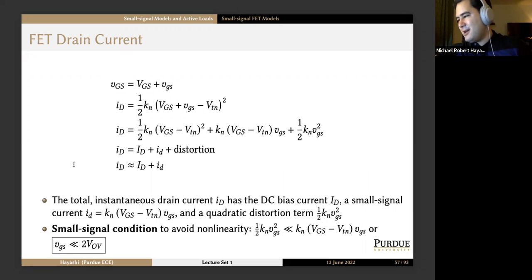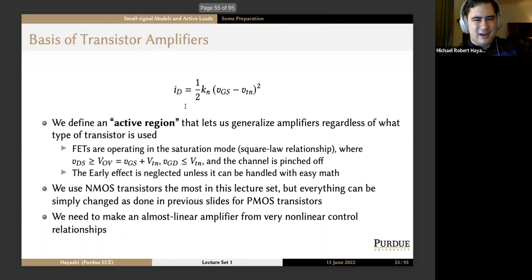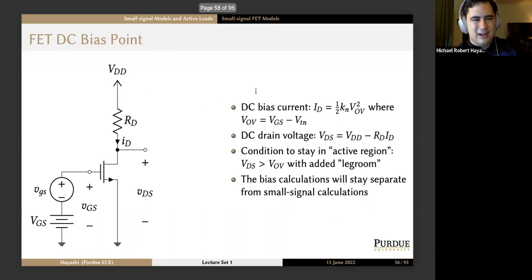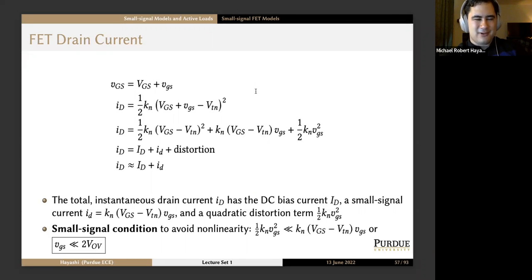So here is a little bit of a derivation to see what's going on. The total gate to source voltage is the DC bias component plus the AC component, so all capital letters plus all lowercase letters. This equation right here is pretty strong. It applies to large and small signals. So we can just plug everything in and substitute for VGS into this equation, the DC component and the AC component.